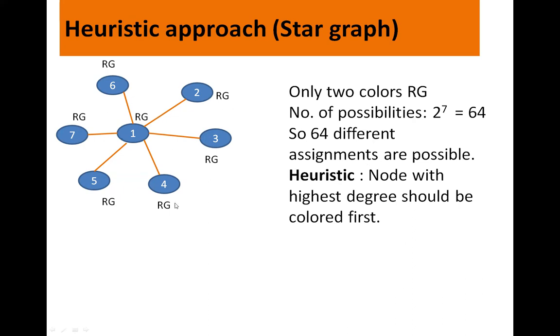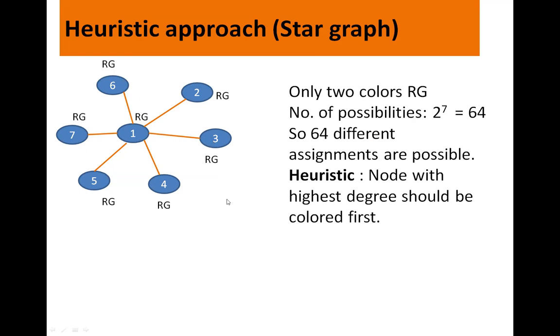So instead of trying these 64 different assignments, we can use the heuristic. What heuristic are we using here? We'll select the node with the highest degree to color first. Now, if you look at all the nodes, which node has the highest degree? 6 has degree only 1 because there's only one edge. 2 is also 1, but if you look at 1, it has 1, 2, 3, 4, 5 and 6 edges connected to it. So degree of 1 is 6, degree of 6 is 1, degree of 2 is 1, degree of 3 is also 1.